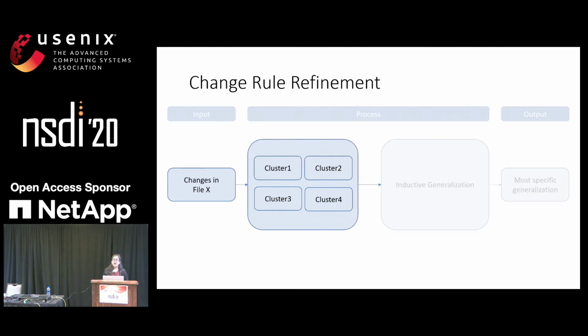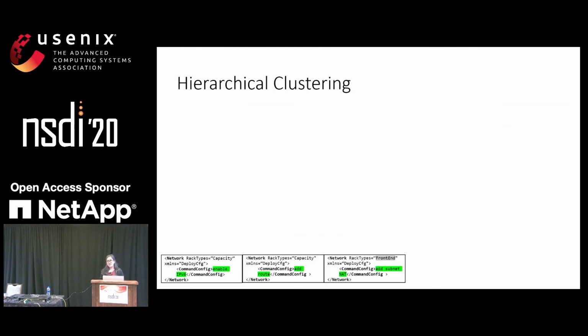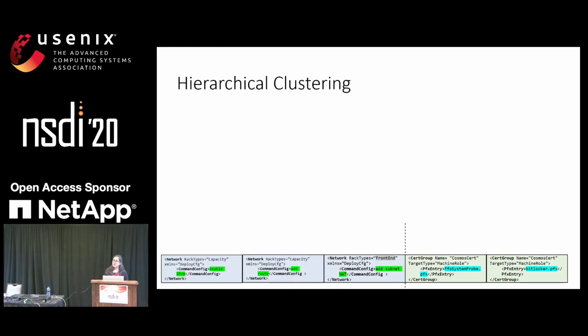Now I'll explain why we need to do clustering before we do this generalization. Again, taking back the previous case where change was made in file X, we saw that all the changes were made in network node. What if we consider another scenario where, in addition to these three commits, there were two more commits, but in this case, the change was made in third group node and not the network node. So before doing generalization, we cluster them into two categories based on the node type and attributes.